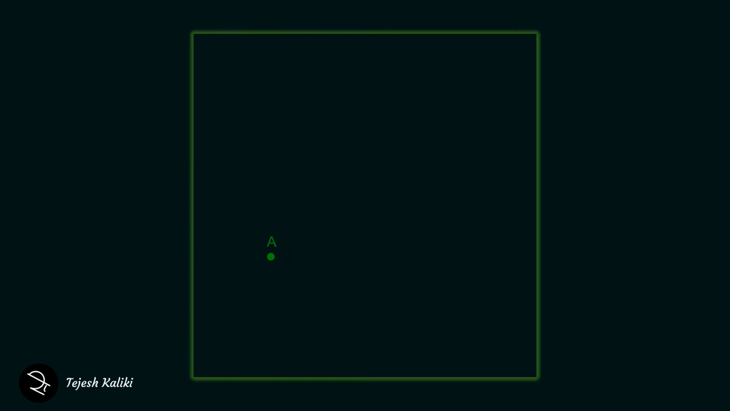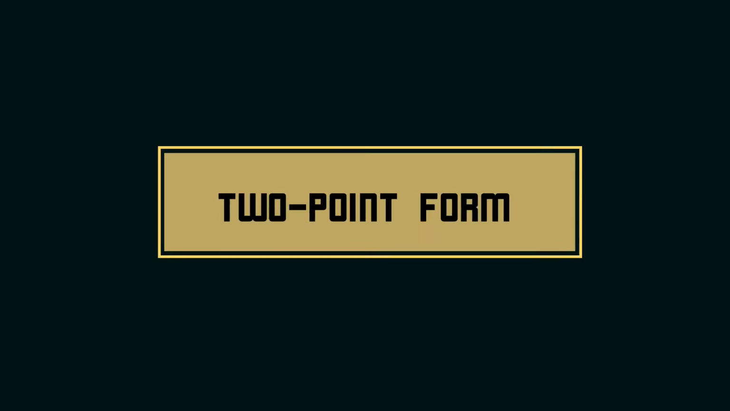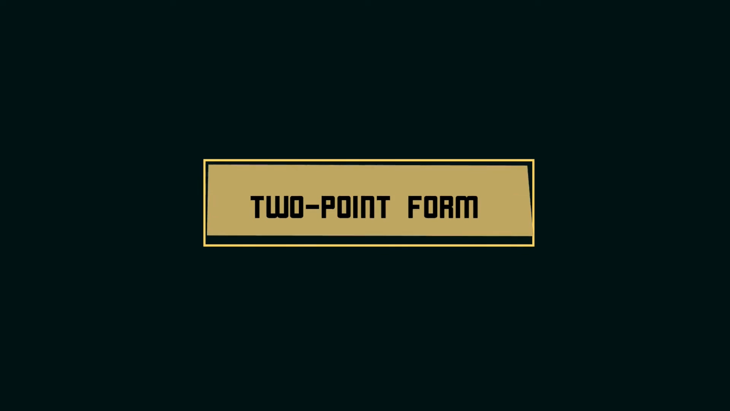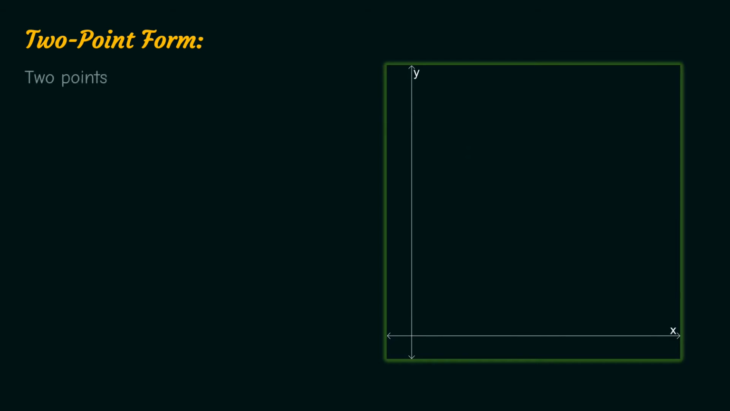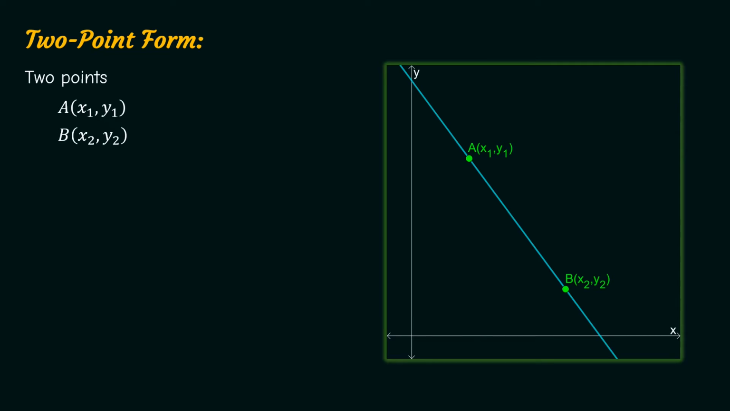This video is about the two-point form of the equation of a line. Two-point form, as the name says, is used when you are given 2 points and need to find the equation of the line that passes through those 2 points. For example, let's say the points are A (x1, y1) and B (x2, y2).